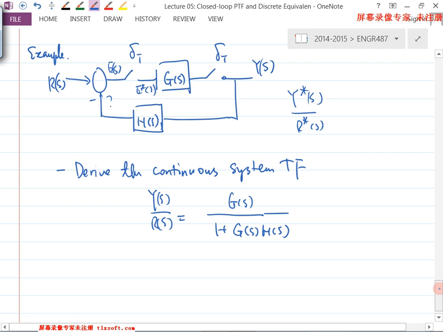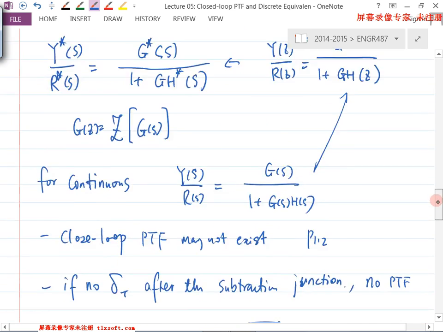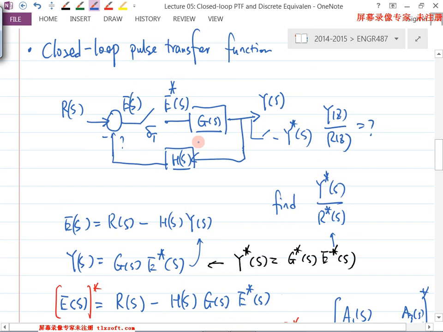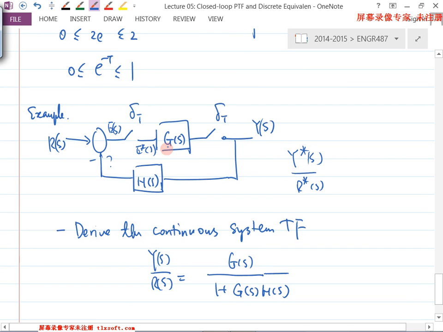Before I move on to the trick, what's the difference between this example and this example? The difference is that there is an impulse sampler here in the second one. That impulse sampler separates these two. That's the difference.